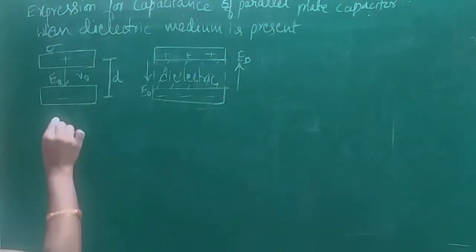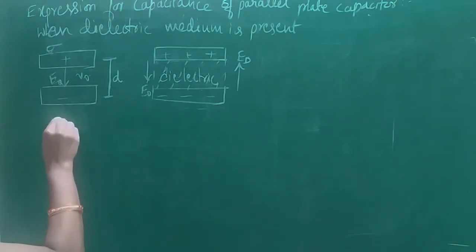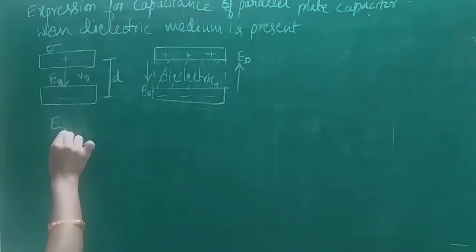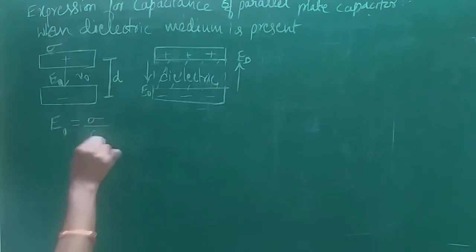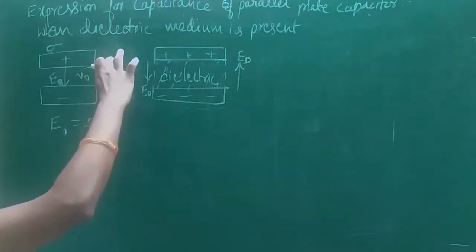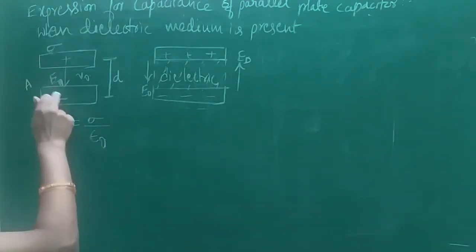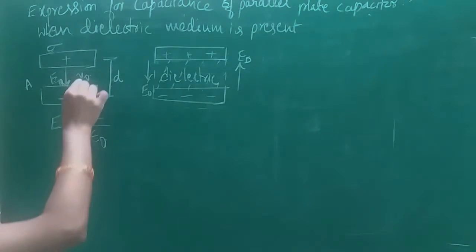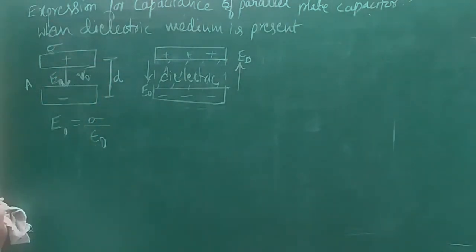We have derived the expression for the electric field between the two plates of the capacitor in the last class as E is equal to sigma by epsilon naught. Here I have taken the electric field as E0, so E0 is equal to sigma by epsilon naught. Let us take d as the distance of separation between the two plates and A as the area of each plate, and V0 is the potential difference between the two plates of the capacitor.